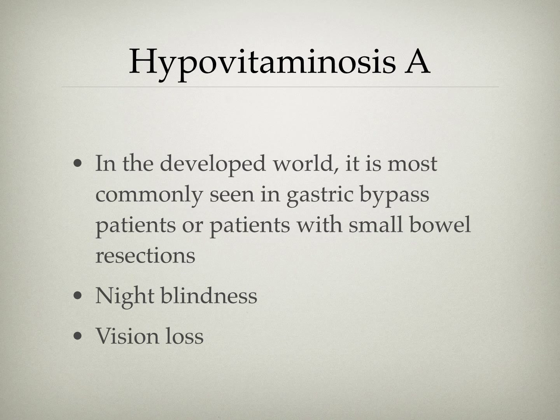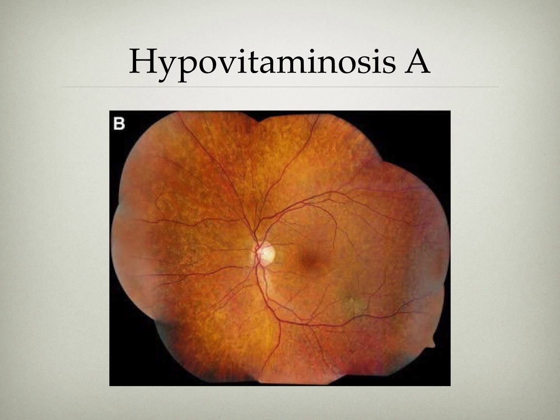Most commonly seen after gastric bypass. That's why we talked about Crohn's disease. And night blindness, vision loss. I've seen a couple of people with it last time when I was in Burundi in April, and neither one of them had any of those little tiny white dots that they supposedly can get, or RPE changes peripherally.